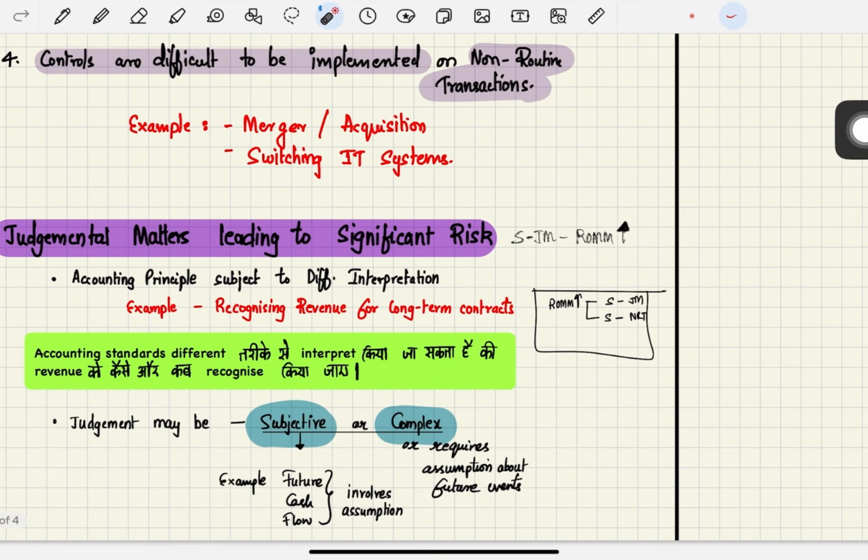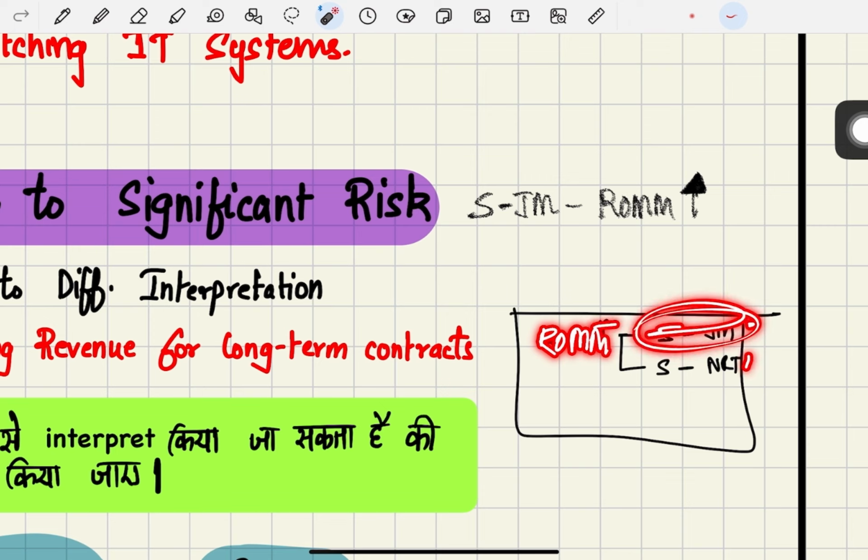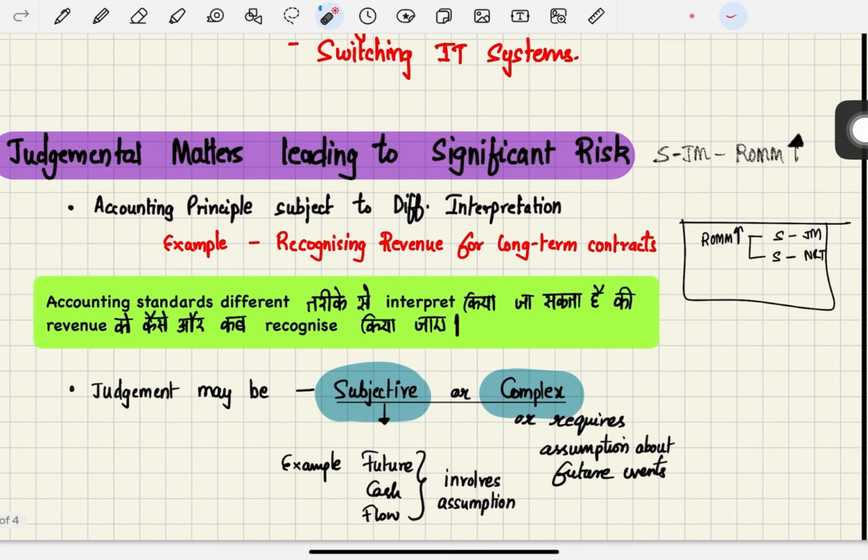Next, judgmental matters leading to significant risk. In case of significant judgmental matters also, the risk of material misstatement will be high. So always remember, the risk of material misstatement will be high in case of significant judgmental matters, and in case of significant non-routine transactions, the risk of material misstatement will be high. Remember this point blindly.